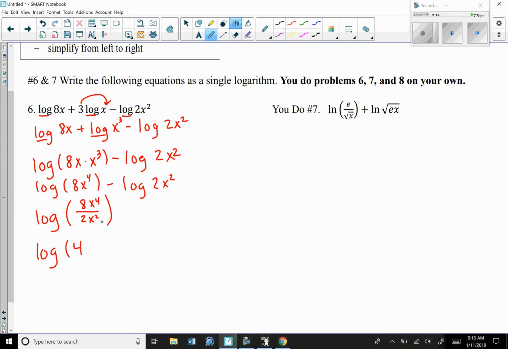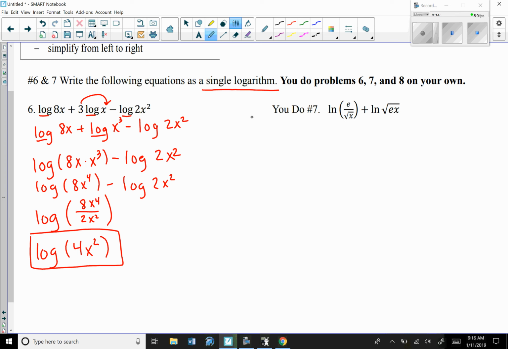Since we have something being divided with the same base, you subtract the exponent, so 4 minus 2. So that gives us x to the power of 2. So this would be my answer. So again, what did we do? We wrote the equation as a single logarithm using our properties as we went along.